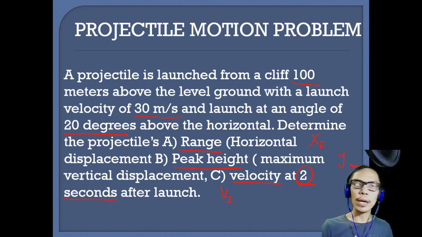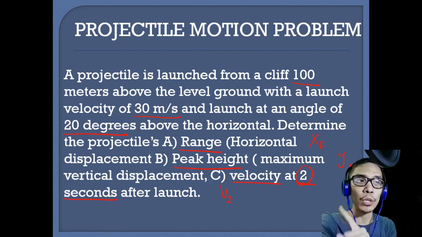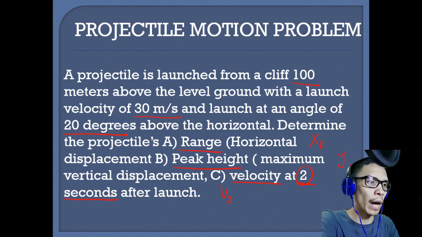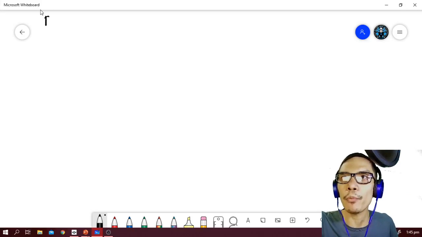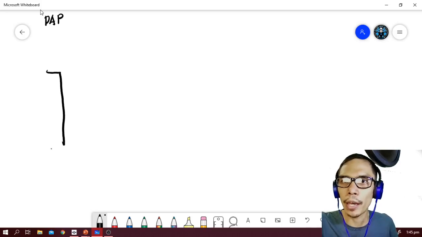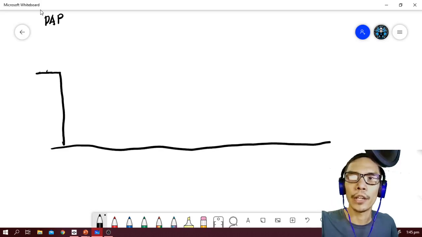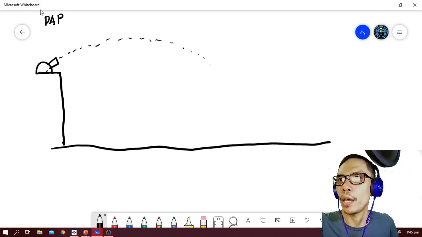Let's go to first things first. In order to solve this problem, we draw the problem itself. So let's go to the handy dandy whiteboard. Before anything else, we start a problem by drawing it. This is your cliff, and this is your level ground. Then we will represent the launcher as a cannon, and the projectile is launched at that position and goes to the right.